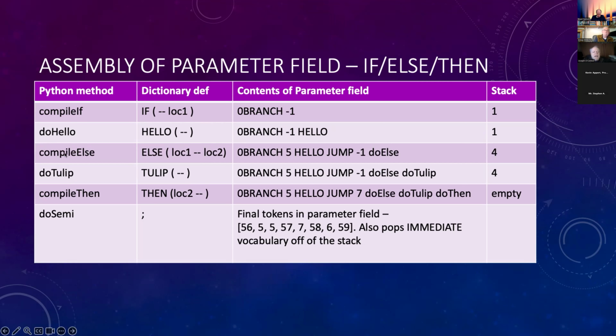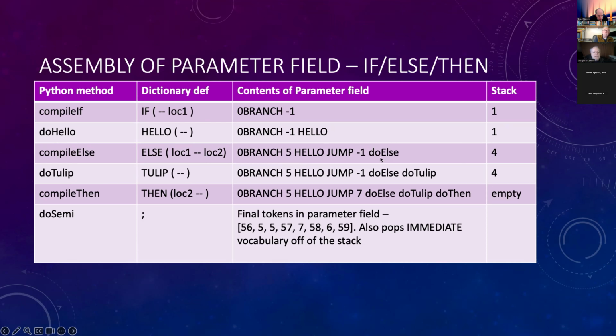When it hits compile else, it takes location 1 as a parameter and it returns location 2 as a parameter. So this is what the contents of the parameter field look like. This location is popped off the stack, and then the address to jump to, 0, 1, 2, 3, 4, 5, do else, is put in.